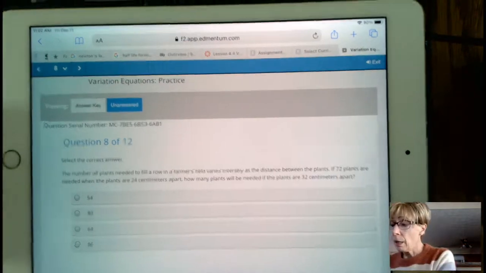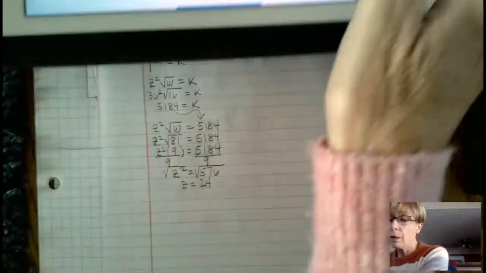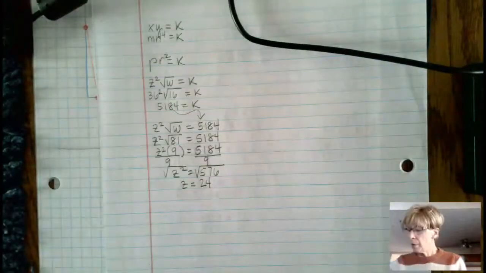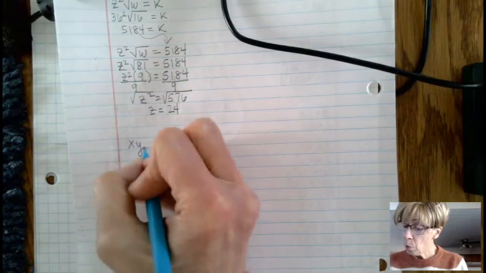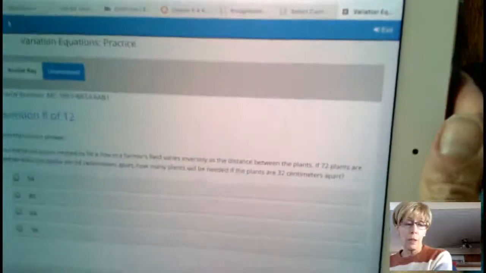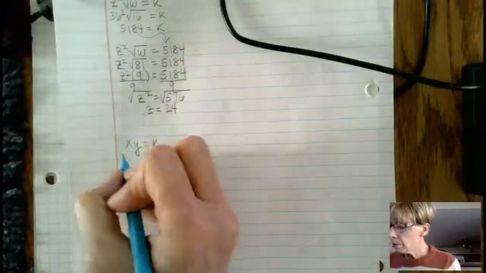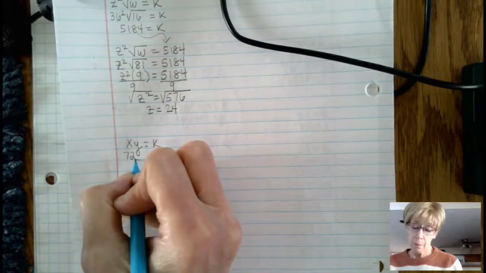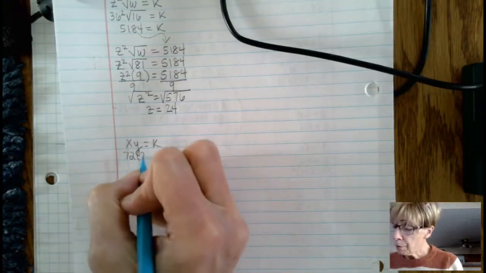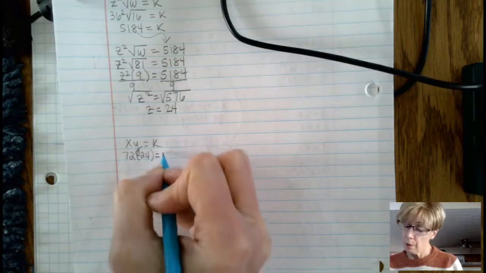The formula for varies inversely is xy equals k. So as we look at this here to get some information, it says 72 plants are needed when the plants are 24 centimeters apart. That information is going to give us the constant, that k value there.